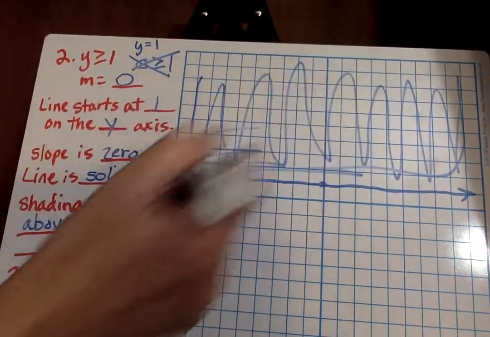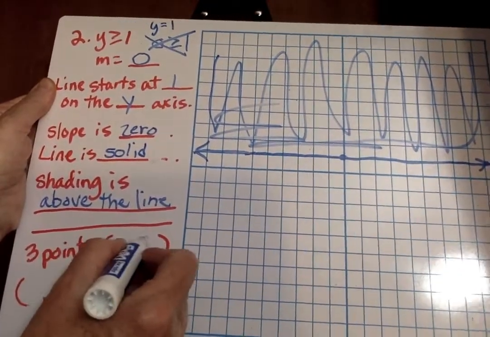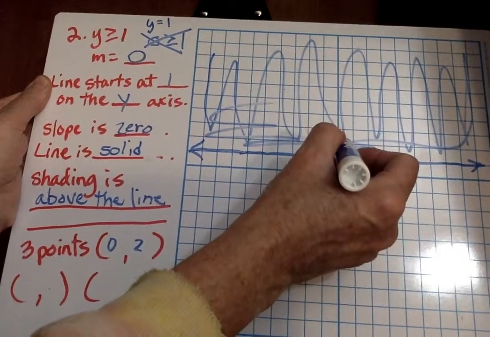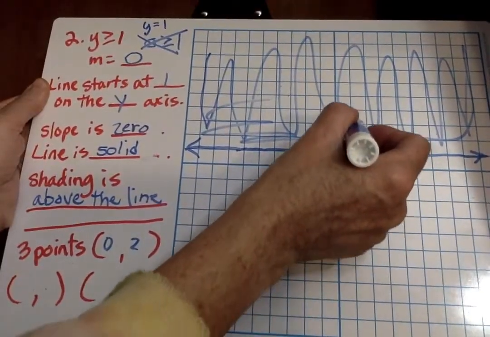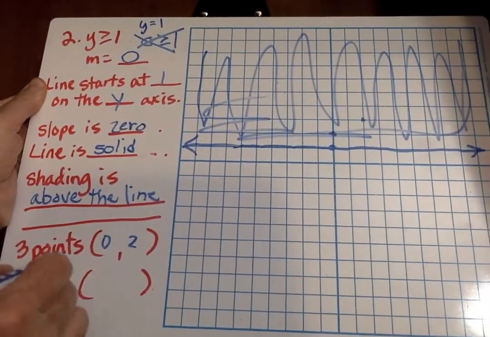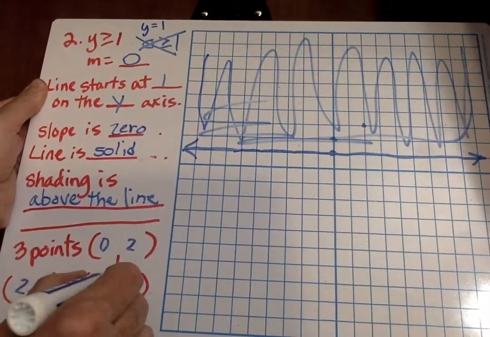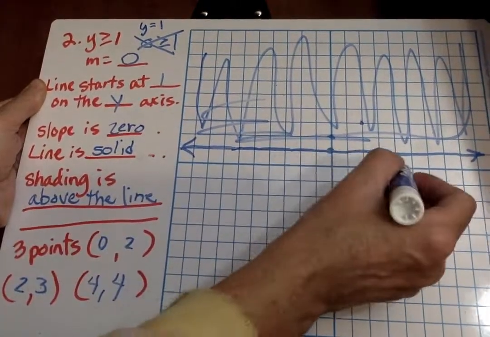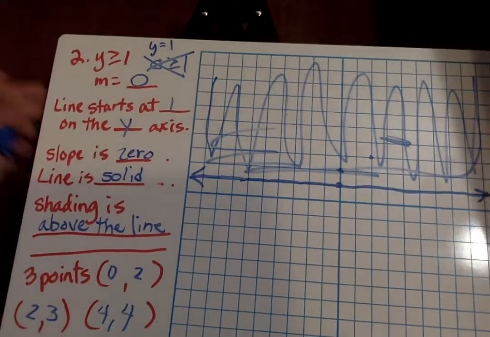Now we can choose any of the points in here for our 3 points. I'm going to choose 0, 2, which is right there. I can choose 2, 3, so 2, 1, 2, 3 is up there. And then I can also choose 4, 4. So over 4 and up 4, see that's shaded in there. So those are 3 points that you can choose that would be correct answers, solutions to that inequality.